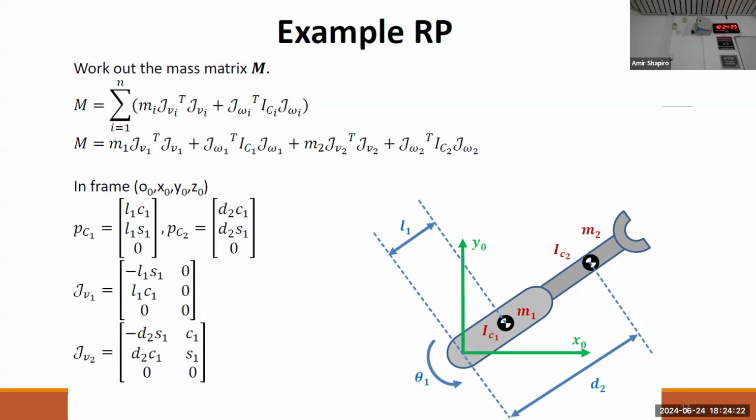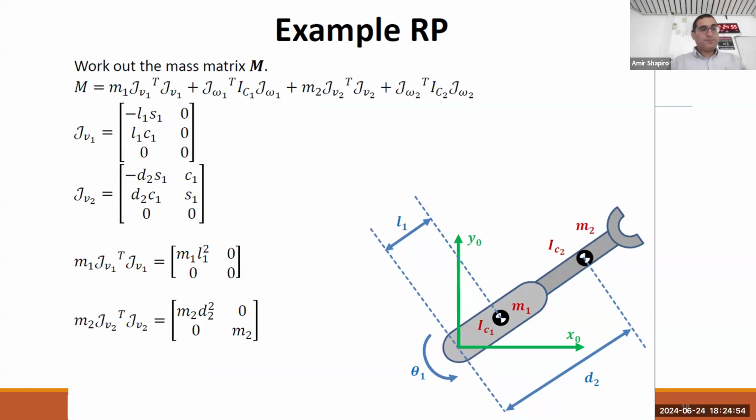The derivative with respect to theta 1 is minus d2 sine theta 1, then d2 cosine theta 1, and the derivative of 0 is 0. And the derivative of P_c2 with respect to d2 is simply cosine theta 1 and sine theta 1. Very simple. So we have J_v1 and J_v2. Now, J_v1 transpose is a 2x3 matrix times a 3x2, so it's a 2x2 matrix, and also this. So I get the first term and the second term.